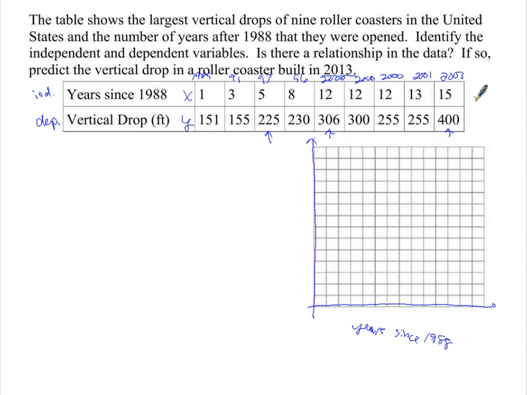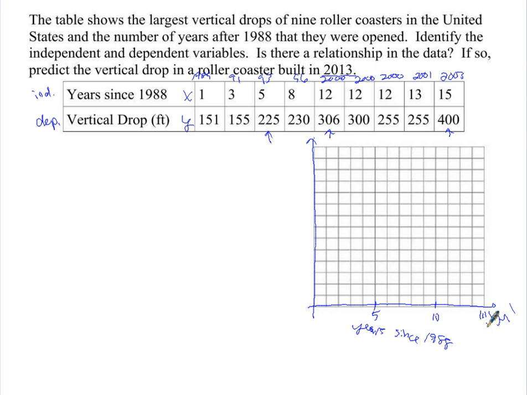So I need to go from 1 all the way to 15. I have 14 lines. Will that be okay? Yes. So I can just go by ones. So here's 1, 2, 3, 4, here's 5, 6, 7, 8, 9, 10, and then 14 over here. 15 will be slightly off my graph, but it's just a scatter plot, so that's okay.